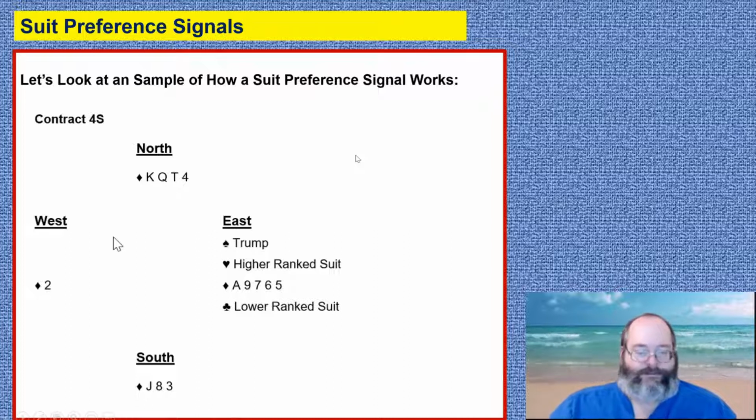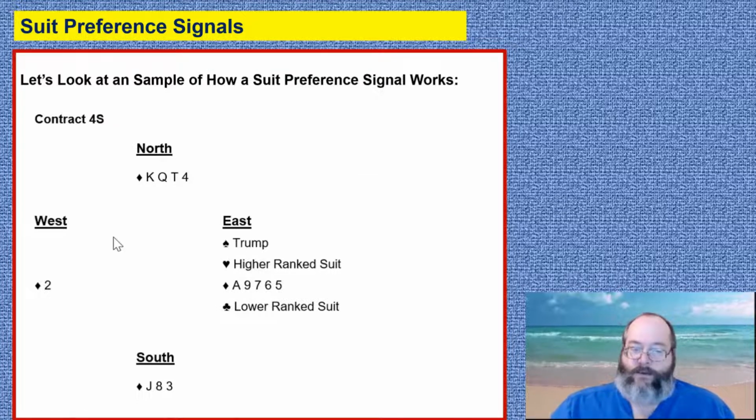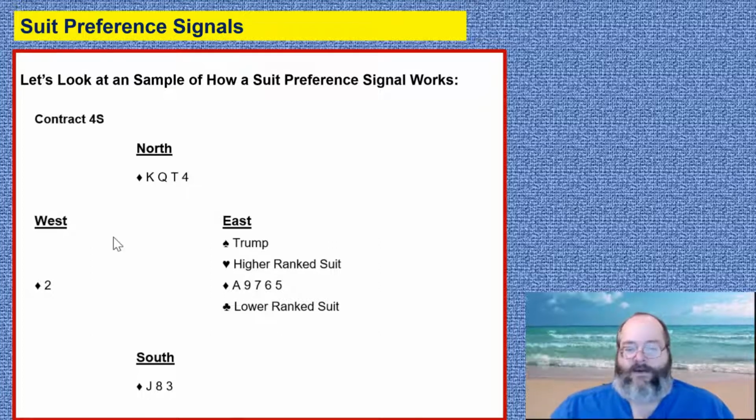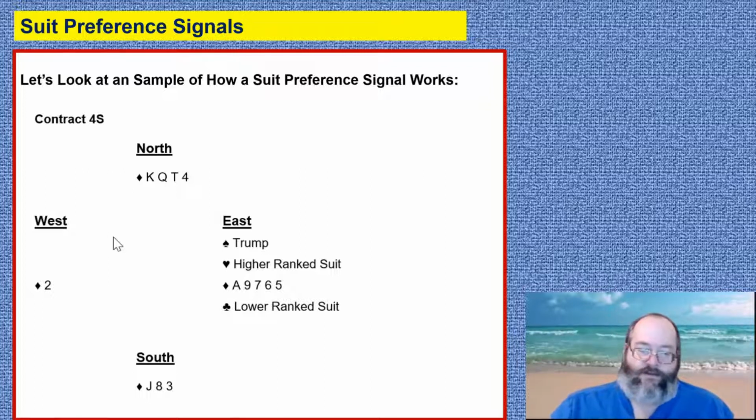So how does that work? In this hand, the contract is 4 spades, so spades are trump. Partner leads the 2 of diamonds. Declarer plays the dummy's 4. East, you win your ace. South plays the 3.